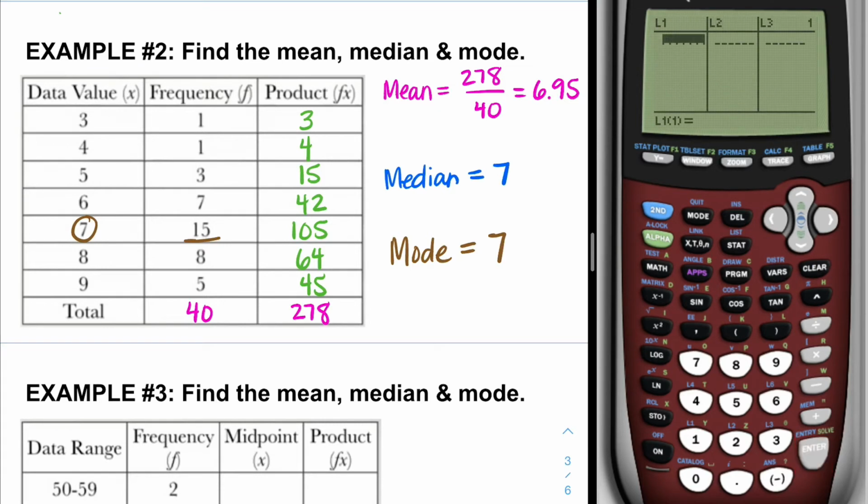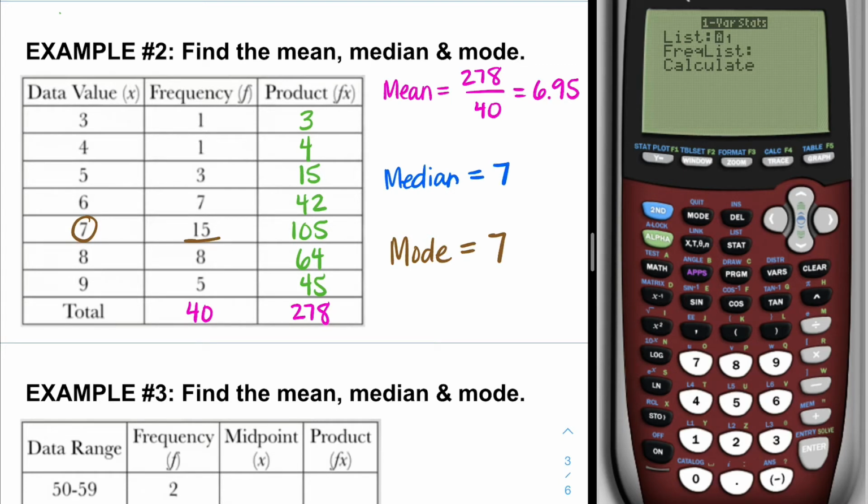So let's do it by the calculator. We're going to type these numbers in. My data values are going to go in L1. And my frequencies are going to go in L2. Okay. So if I go to stat calc, I press number 1 for one var stat. The only thing different is, anytime you have frequencies, you have to make sure you put something in for the frequency list.